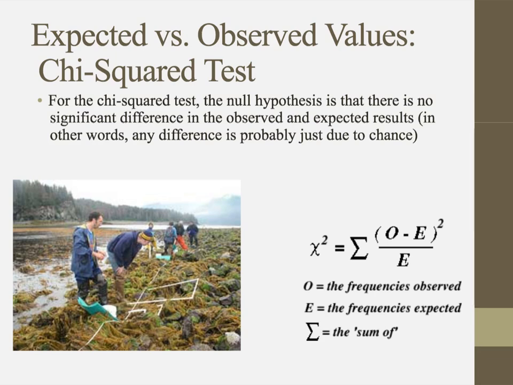Just like with the t-test, we're going to start with something called the null hypothesis, or H subscript 0, that there is no significant difference. In the t-test we had a null hypothesis that said there's no significant difference between the two means of data that we measured. Here, for the chi-square test, the null hypothesis is that there is no significant difference between what we expected and what we actually observed or measured. So in other words, if we do find a difference, it's probably just due to chance or random sampling errors.